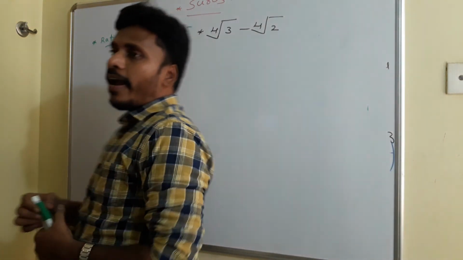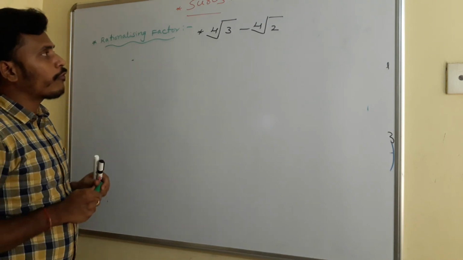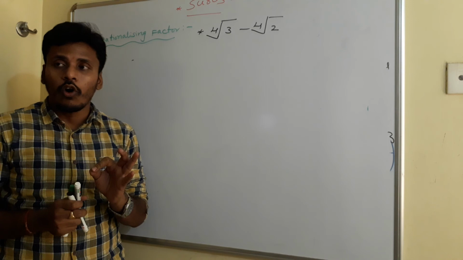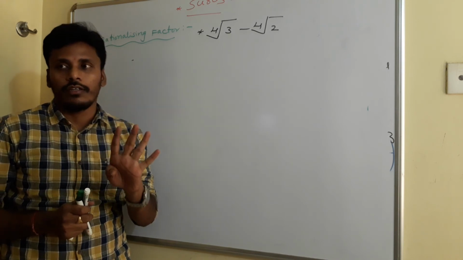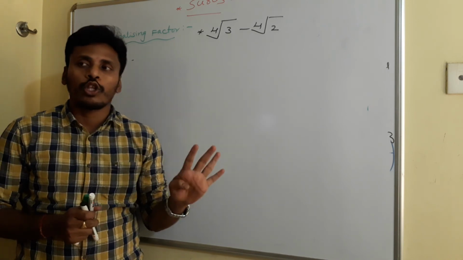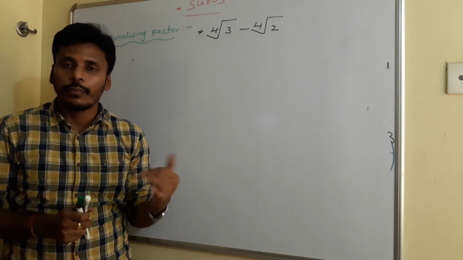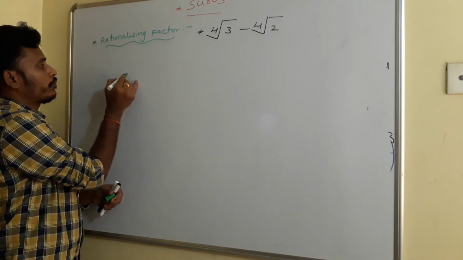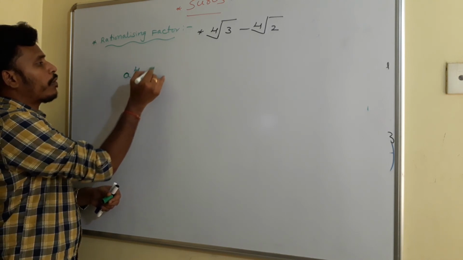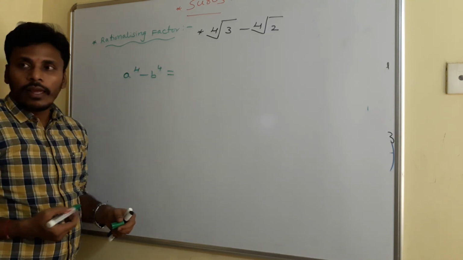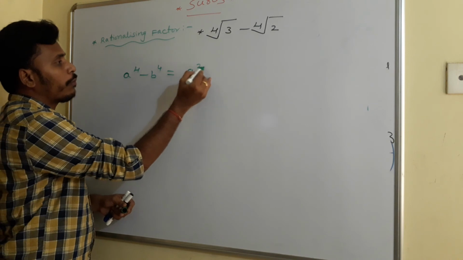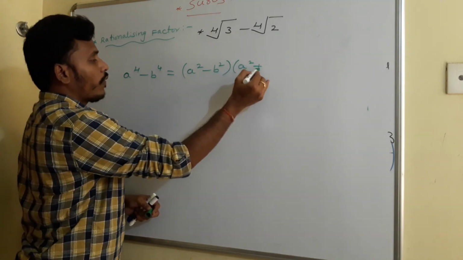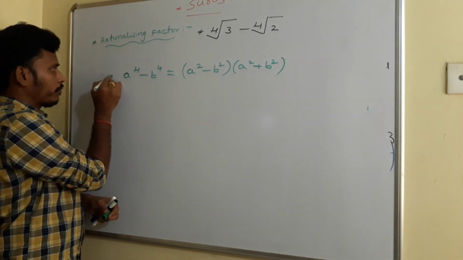See, the rationalizing factor for fourth root of 3 and fourth root of 2. If you think clearly, it involves surds of fourth order. Since surds of fourth order are involved, you need the support of the identity a power 4 minus b power 4. Okay. So what is a power 4 minus b power 4? a power 4 minus b power 4 can be written as a square minus b square into a square plus b square. Is it right or wrong?